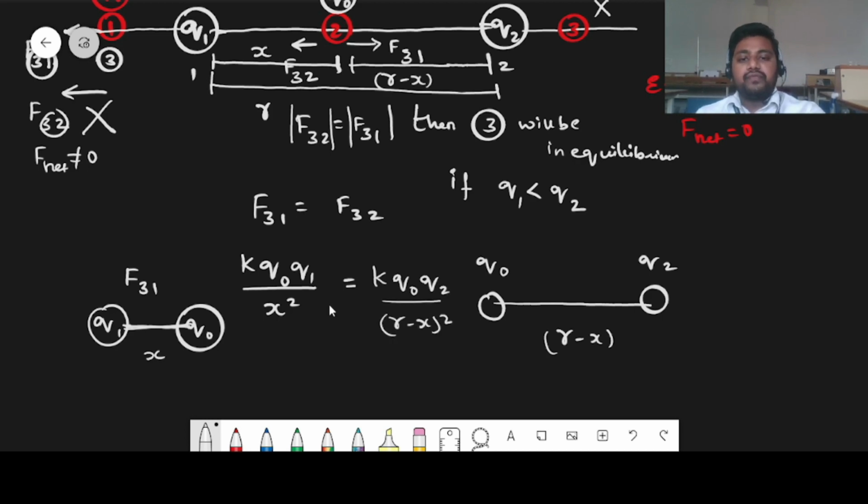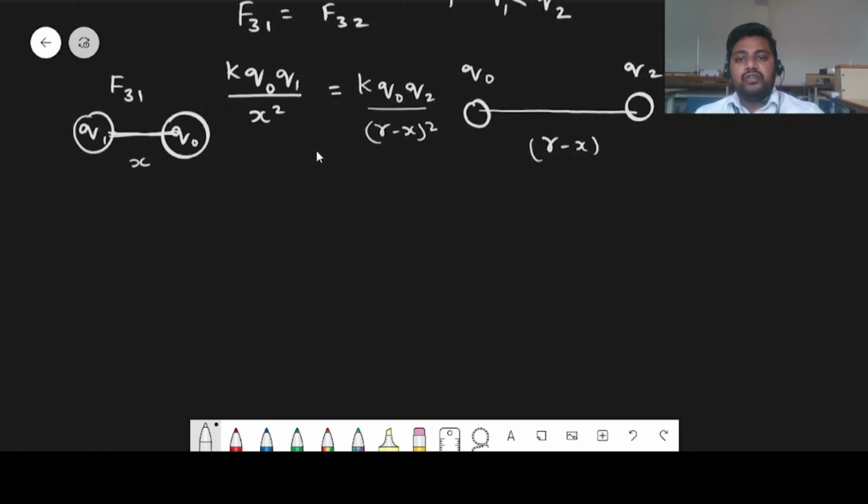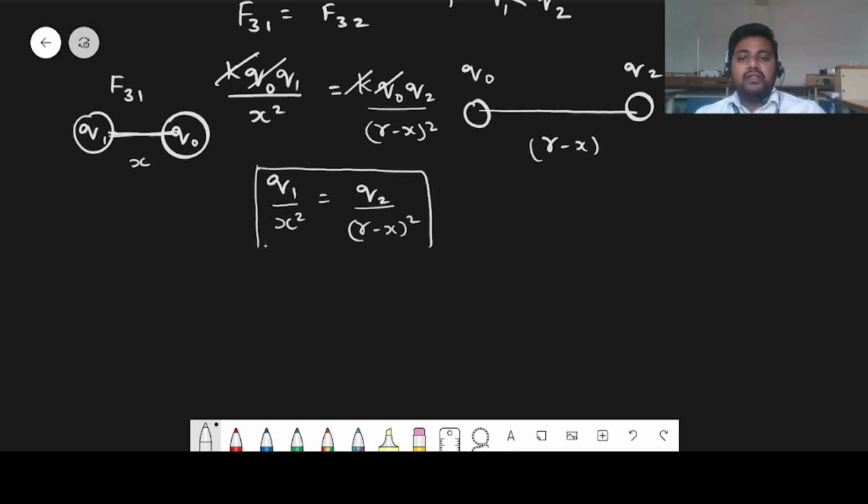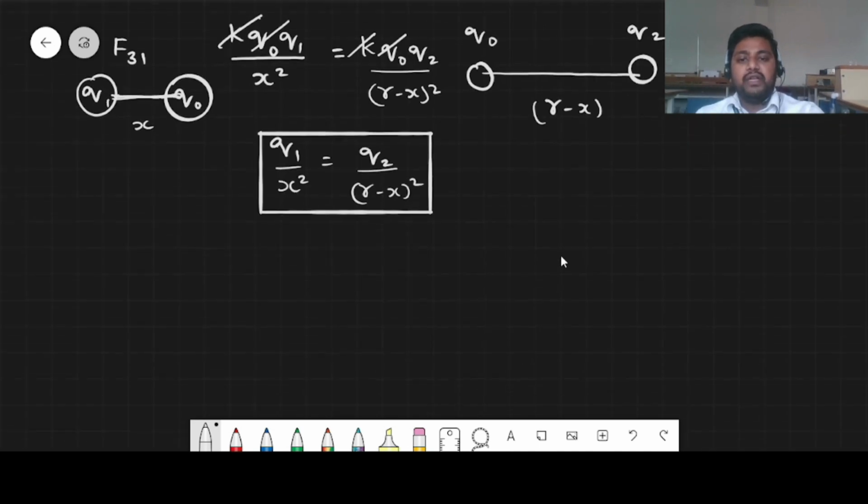So now from this condition, K Q0 gets cancelled, and Q1 by X square can be written as Q2 divided by R minus X whole square. So now this is an important equation. You can solve this equation further, giving you different details.